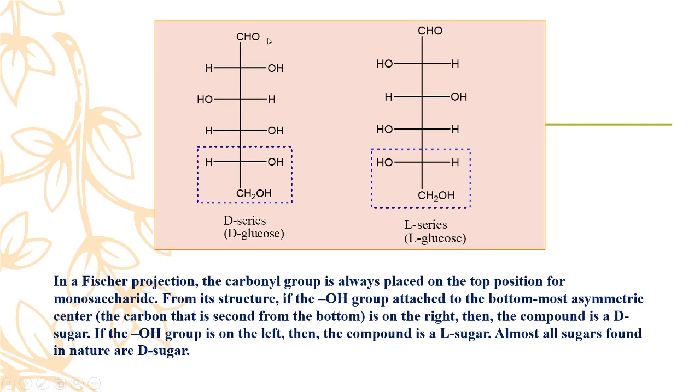In the Fischer projection, the carbonyl group is always placed on the top position for a monosaccharide. This glucose is a monosaccharide, and the functional group is present on the top side. From its structure, the OH group attached to the bottommost asymmetric carbon, the last asymmetric carbon, if present on the right side, then it is a D sugar, and if it is present on the left hand side, then it is an L sugar. So these are the D and L nomenclatures.